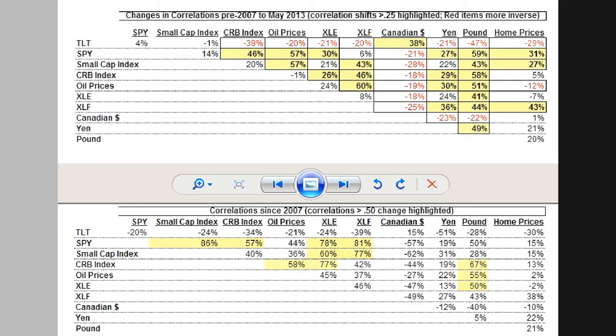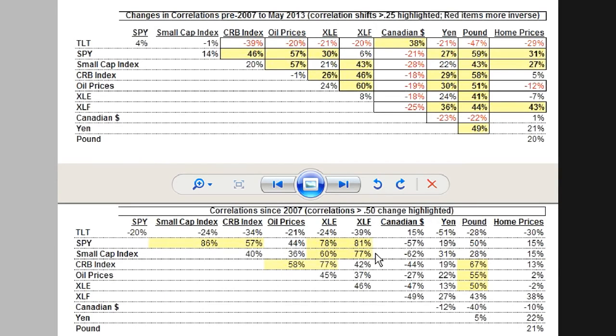So why should you care? If you're a typical investor and you own a portfolio of sector ETFs, growth plays, and individual dividend-paying companies, you're likely adding very little diversification value by holding all these assets in your portfolio. This table shows that if you own the SPY, the S&P 500, along with energy stocks, you have a 78% correlation. That's huge. XLF, the financial stocks, with the SPY, 81%. Financial stocks with the small caps, 77%.